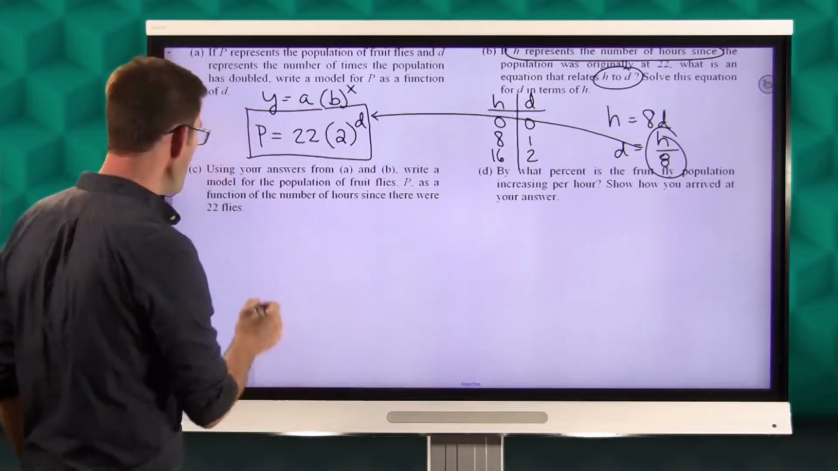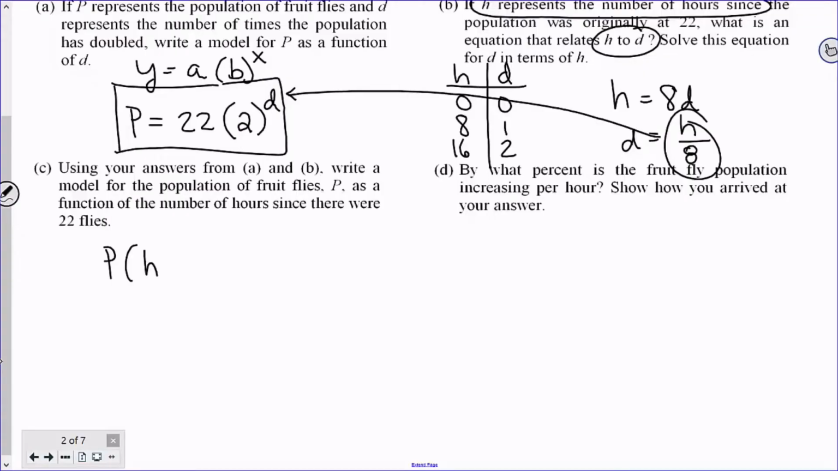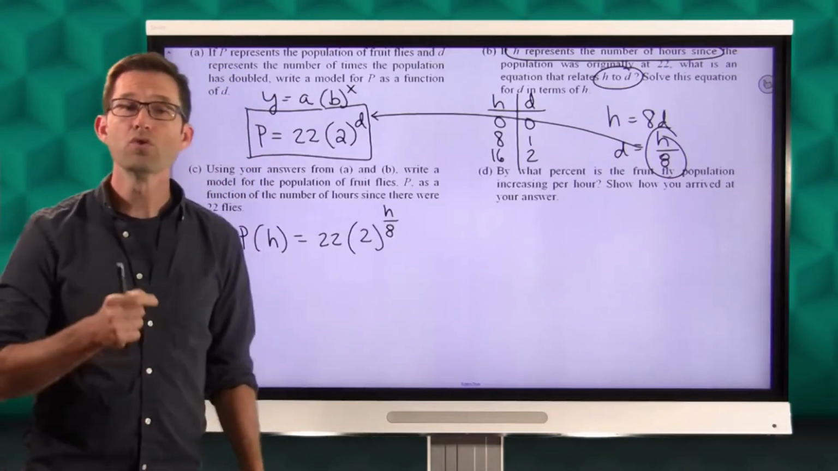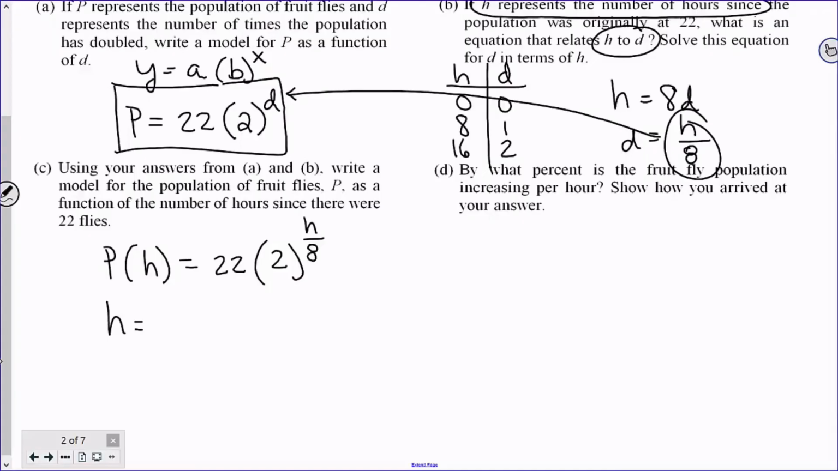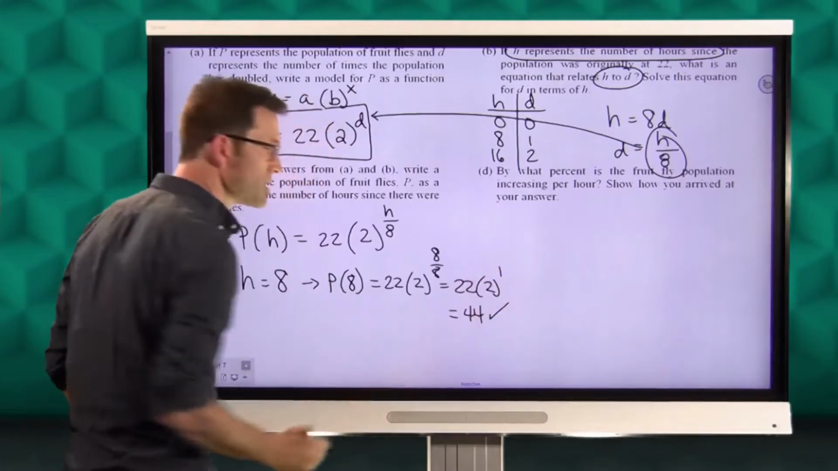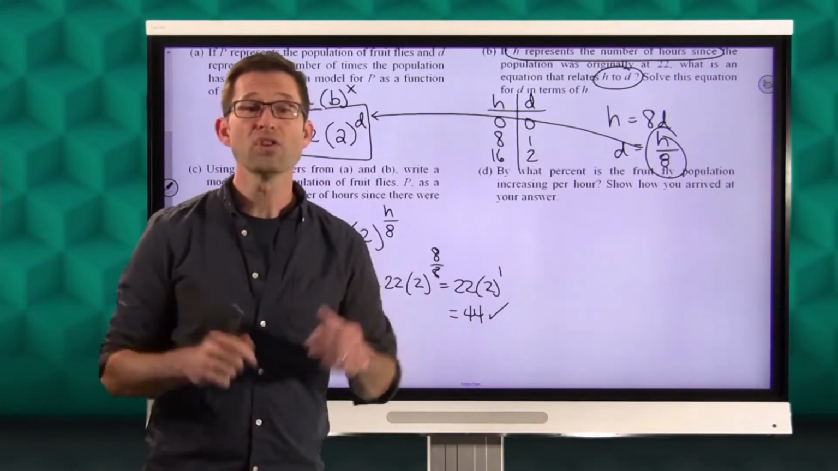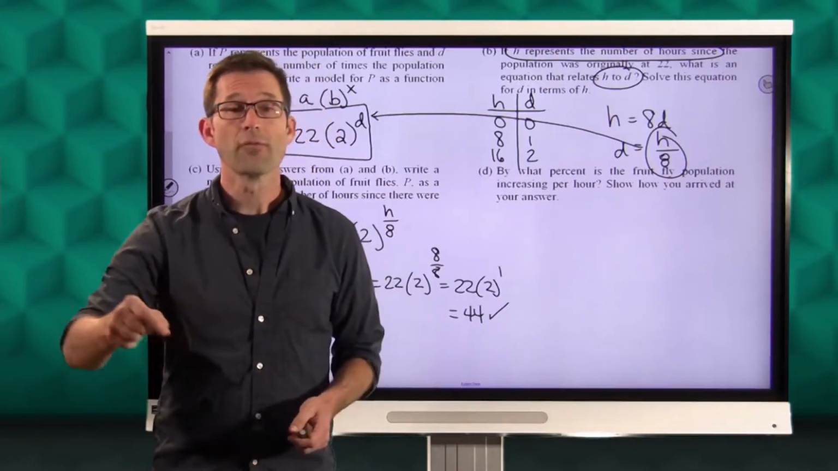And we can do that. Equals can be substituted for equals, so we can now say the population as a function of the number of hours is 22 times 2 to the h divided by 8. All right? And again, I would encourage you to test this. If h was equal to 8, then p of 8 would be 22 times 2 to the 8 divided by 8, but that would be 22 times 2 to the first, or 44, which is exactly what we want. We want, when we put h equals 8 into this function, for us to get 44 out.